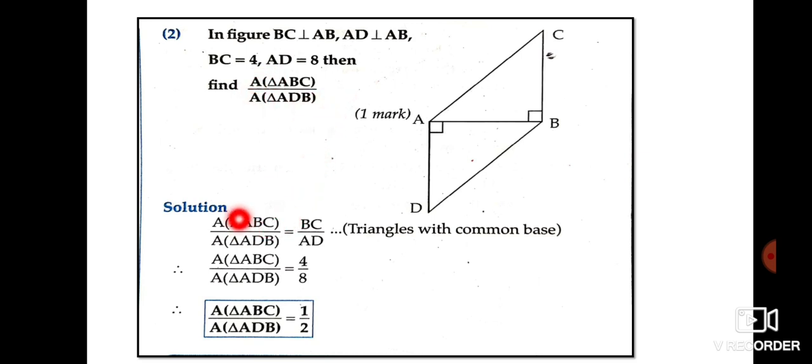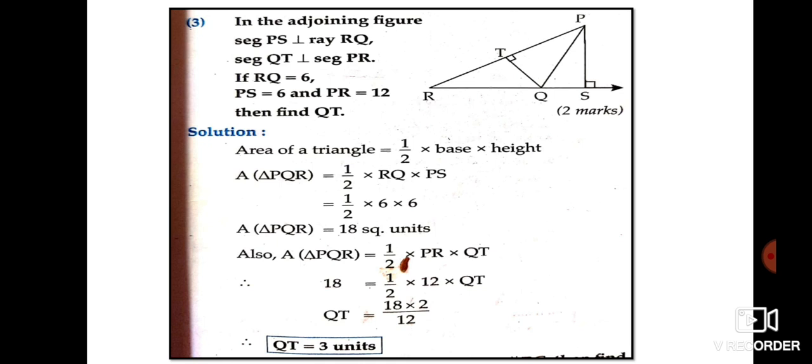So I've written the two triangles, and the ratio of these two triangles is BC upon AD. These are two triangles with a common base, so the ratio of the two triangles is equal to the ratio of their corresponding heights. We substitute the values and we get the answer as 1 upon 2. We go to the next question, the third one.